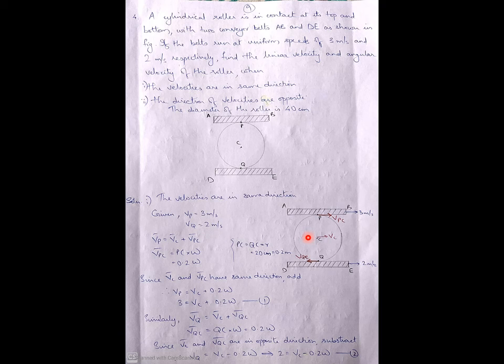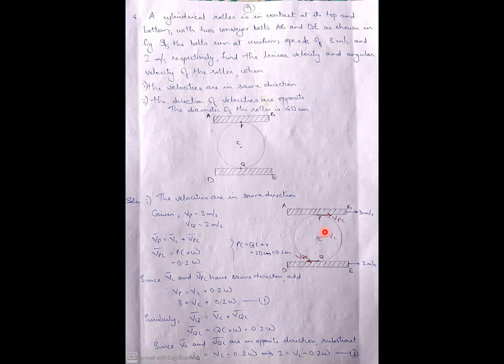The same equation itself. Velocity of P, vector addition, equal to velocity of C plus velocity of P with respect to C. Now what is velocity of P with respect to C? It will be PC into omega. So what is PC? It is the radius. The diameter is given as 40 centimeter, which means it is 0.4 meter. So PC is the radius, which is 0.2 meter. So velocity of PC is 0.2 omega.